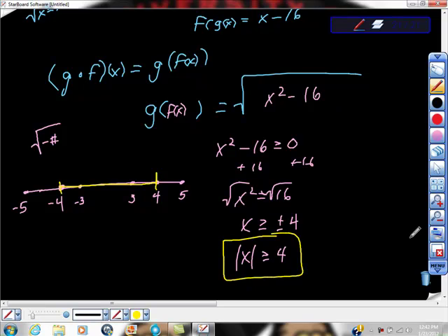So we started off talking about composite functions and ended up talking about domain issues. So welcome to the world of math.